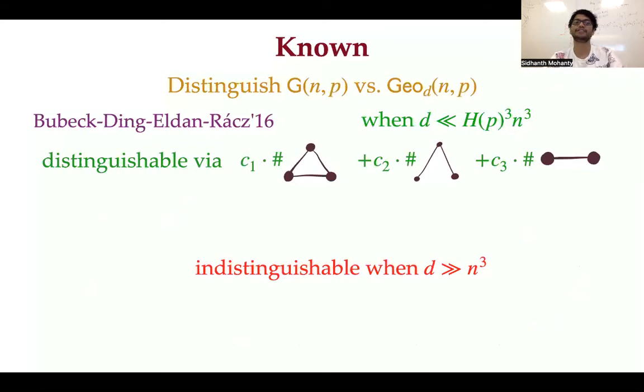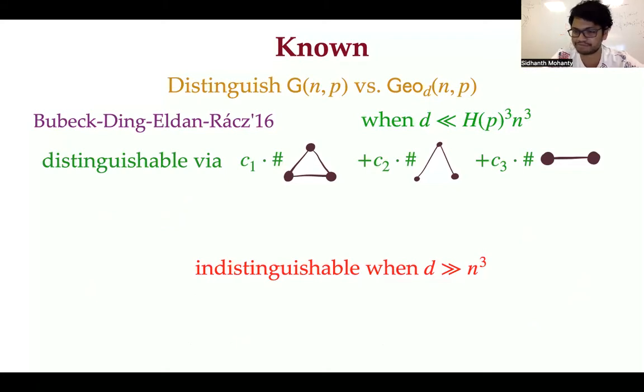Okay, so this question of distinguishing geometric graphs from non-geometric graphs was actually studied a few years ago by Bubeck, Ding, Eldan, and Rácz. They proved that when the dimension is much smaller than a particular threshold, and the threshold is n cubed times a binary entropy function of p cubed, which here we call h of p cubed, actually, when d is smaller than the threshold, these two models are distinguishable via certain small subgraph counts.